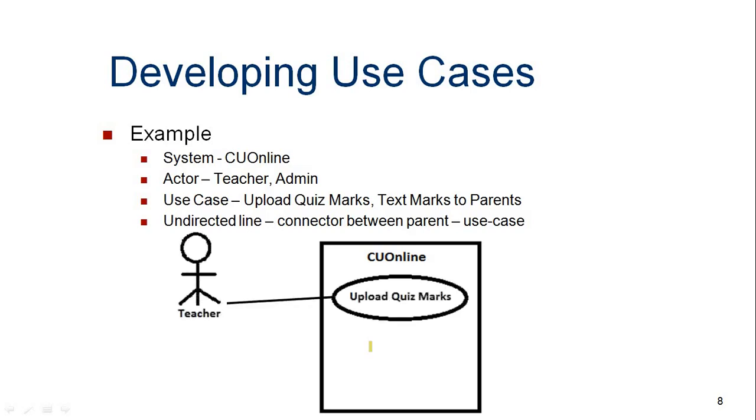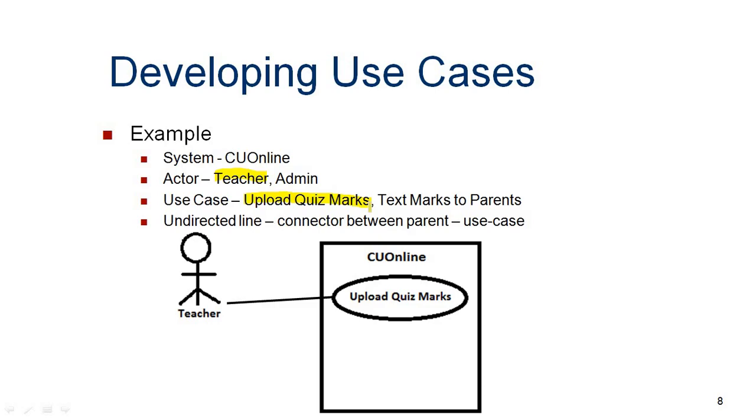For instance, teacher. Teacher interacts with the system to upload quiz marks. This is an interaction scenario, an interaction situation in which a teacher interacts with the system. It means a teacher is getting a service or functionality from the system CU Online. Which functionality? To upload quiz marks. So you can see in case of teacher, a specific use case here is upload marks.